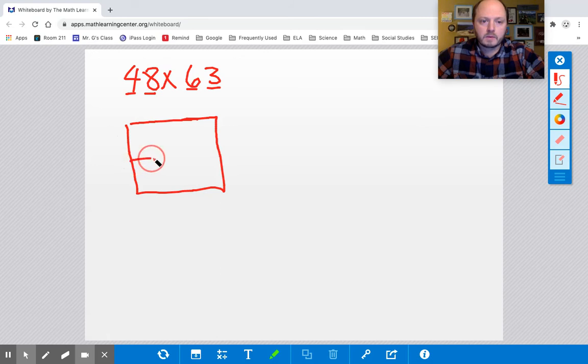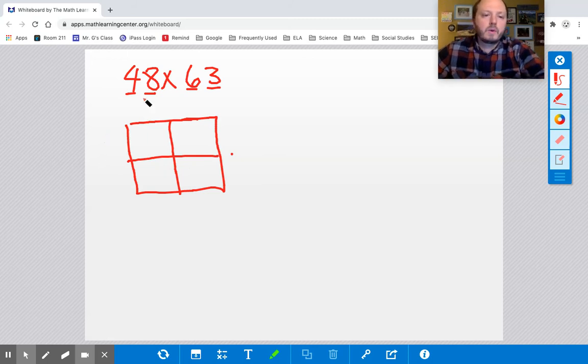Okay. And oh boy, that is no good. I'm glad it got erased all on its own. There we go. Okay, so I'm making a grid that looks a little bit like this, right? And we are going to do 48 on this side. So we're going to do 40 and 8. And on this side, we're going to do 60 and 3. All right. And so we're going to have 4 different boxes for 4 different partial products of this problem.